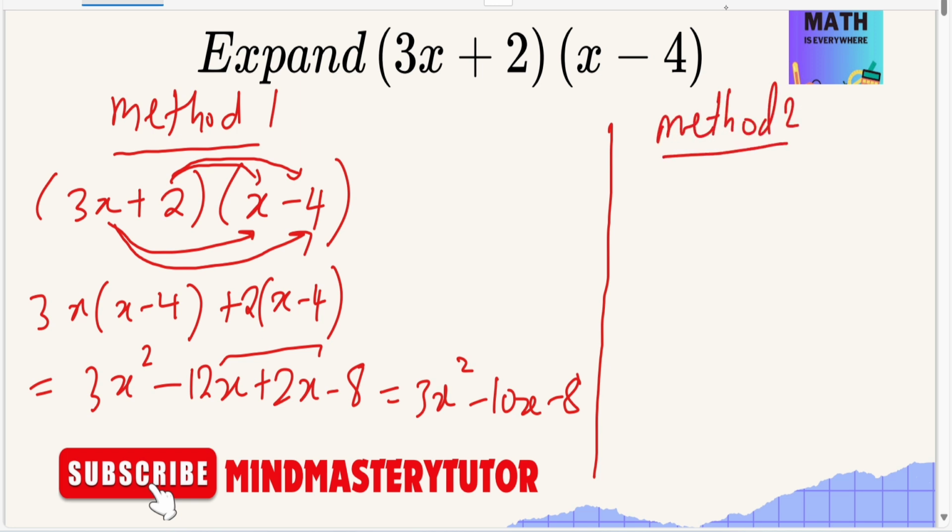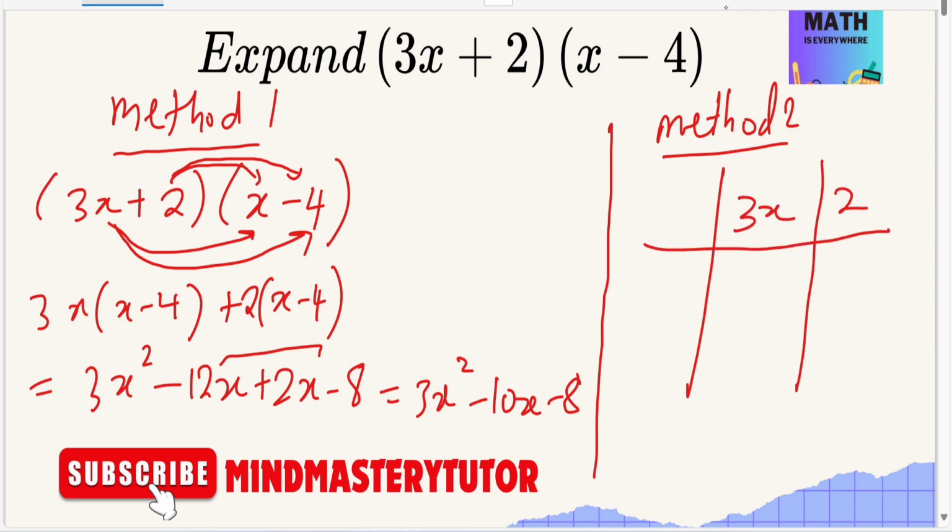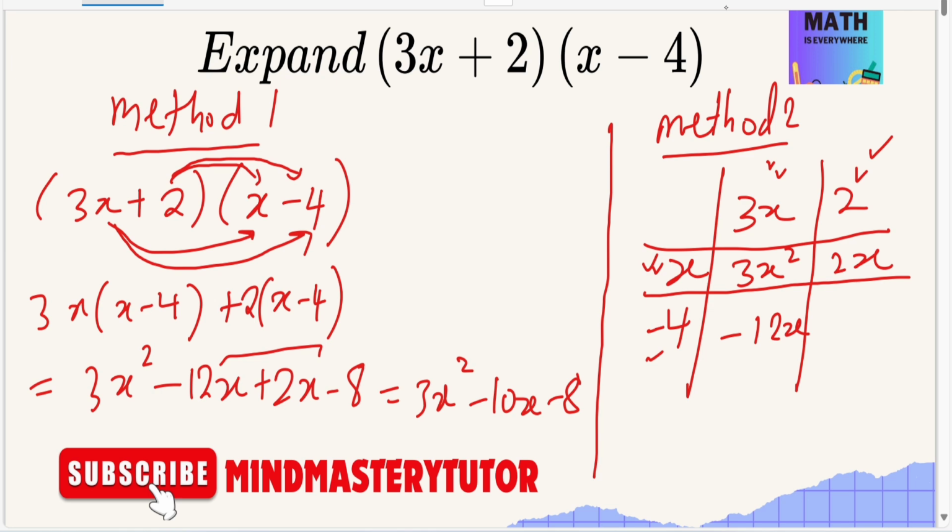Okay, so tutatumia box method. Let's use 3x. Hapa tutatumia 2, then x minus 4. So 3x times x ni 3x squared. Utamultiply hii na hii, then utamultiply na 2 times x, 2x, na 3x times negative 4, so negative 12x. Then the final one, 2 times negative 4, gives you negative 8.